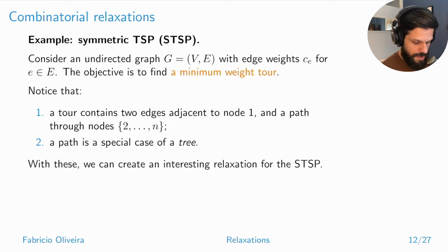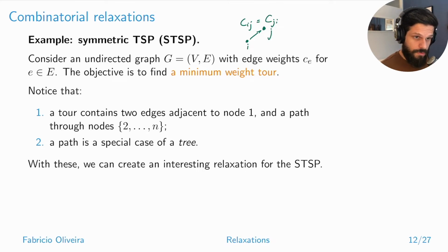So think about the symmetric traveling salesman problem. Symmetric because it means that going from node i to node j costs us c_ij, and that's the same as c_ji. So going one way or another is the same cost. And we're still trying to find the minimum tour. With this in mind, we can come up with a stronger relaxation for the traveling salesman problem that is based on the notion of trees.